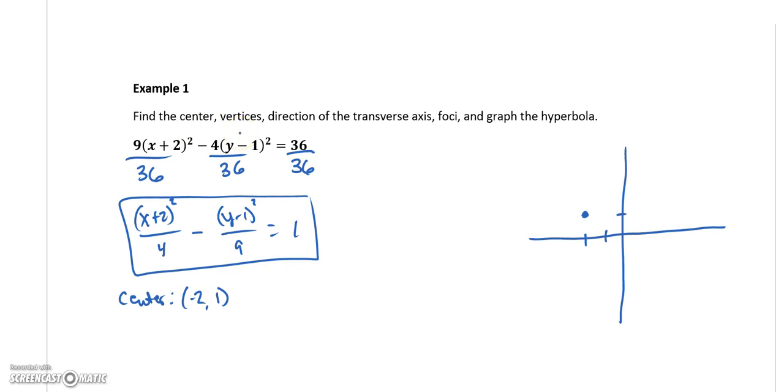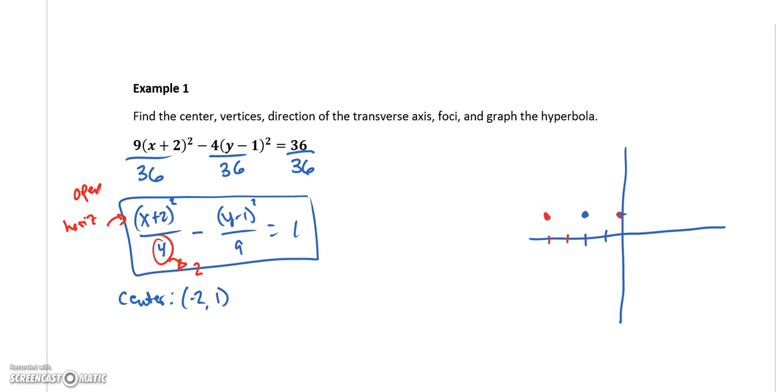My vertices are going to be left and right because x is my first fraction. It's my positive fraction, right? So this is going to open horizontally because x is the positive fraction. This 4 indicates the number of spaces I'll move left and right, but I need to take the square root. So that becomes 2. So I'm going to move 2 units left and right, and that'll tell me where my vertices are located.